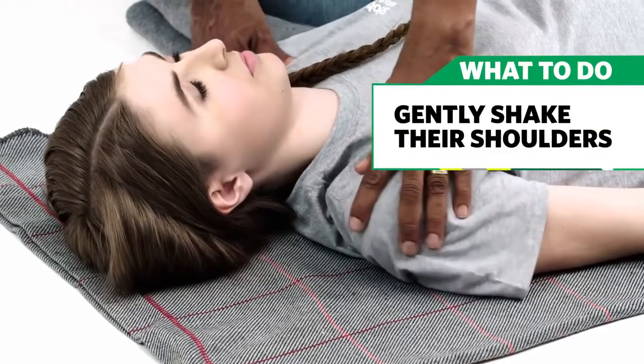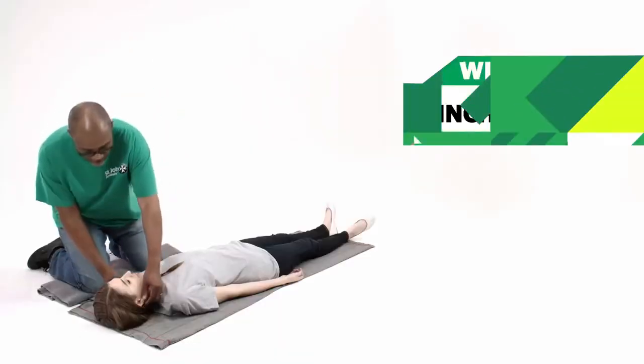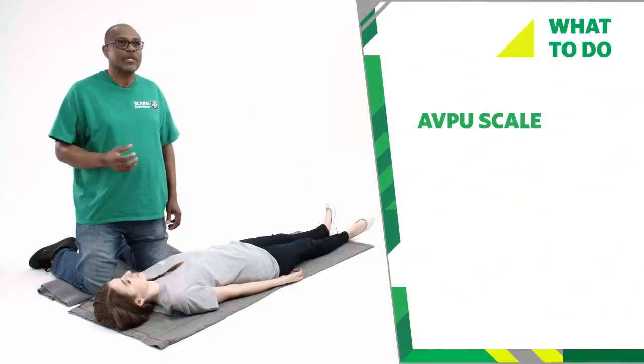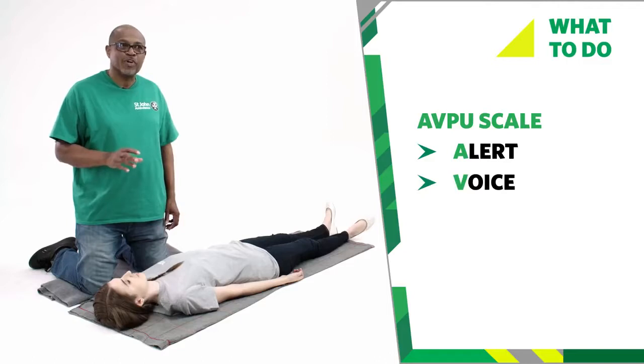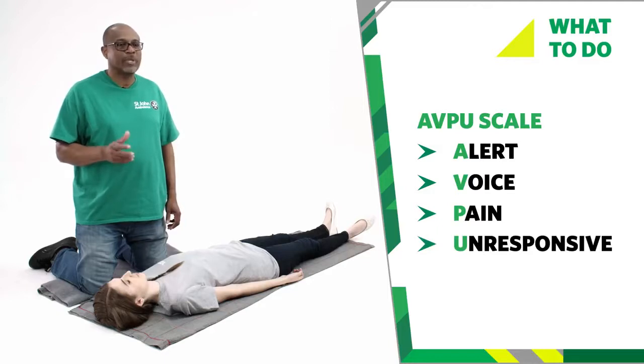Hello, Amy. It's Winston. Can you hear me? Open your eyes. Still no response? You can pinch their earlobe to see if they respond to pain. Depending on how the casualty responds to you, will establish a level of response. We use the AVPU scale, and each letter can represent the casualty's level of response. A, alert. V, response to voice. P, response to pain. And U is the casualty unresponsive to stimuli.